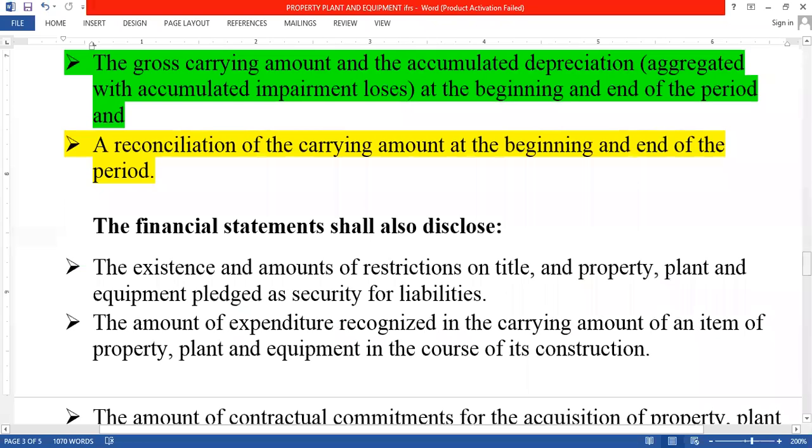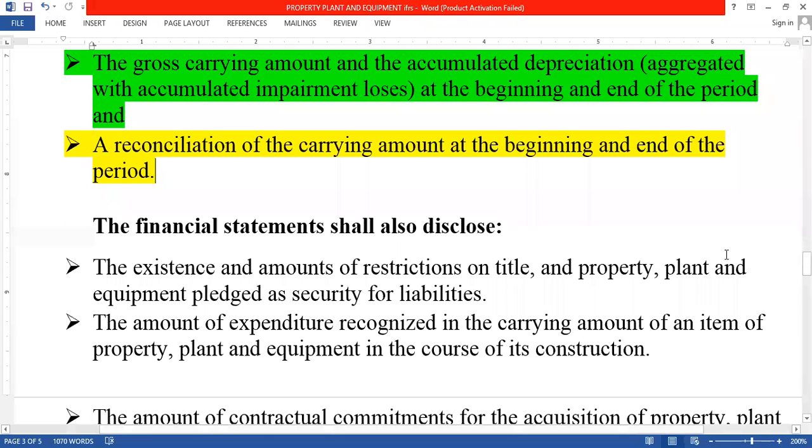We should know that reconciliation of the carrying amount. Reconciliation is nothing but readjusting. So, what is the variation amount? When the organization's accounting year begins, what is the carrying amount? At the ending of the particular accounting year, what is the carrying amount? If any alterations are done, you should also disclose those alterations. Therefore it is very, very essential to disclose the reconciliation of carrying amount, beginning and ending period.